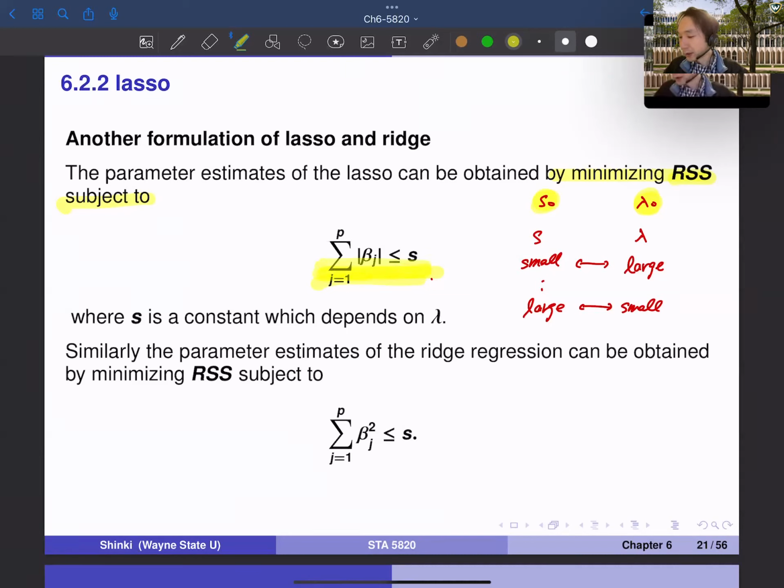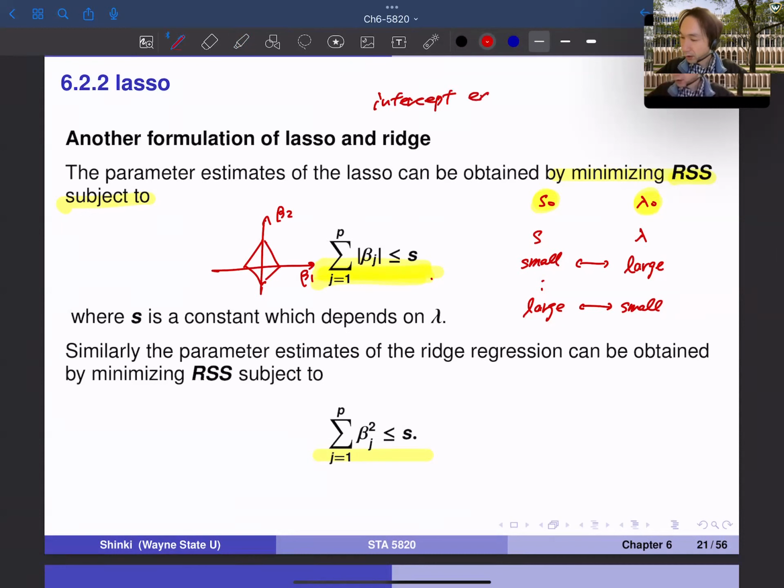The constraint is replaced by the summation of beta j square is less than s. So it's similar. You can see that the lasso constraint is basically a diamond on a plane in the space of beta 1, beta 2 up to beta p. Usually the intercept is excluded. And here, the summation of beta j square is less than s. That is basically within the circle or within the hypersphere in the space of beta 1 to beta p.